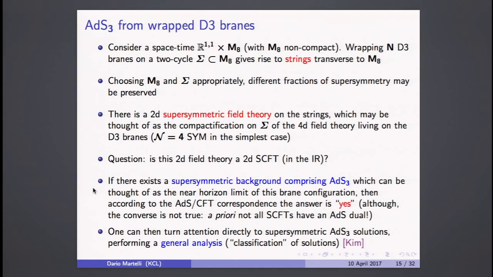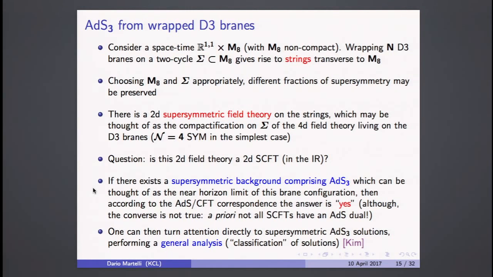That's in general not a very simple question, but there is a simple answer if one can find an AdS3 background, namely a solution which comprises an AdS3 factor, which can be thought of as the near horizon of this brane configuration, exactly as in the previous examples, but now we have in mind the D3 brane configuration, right?